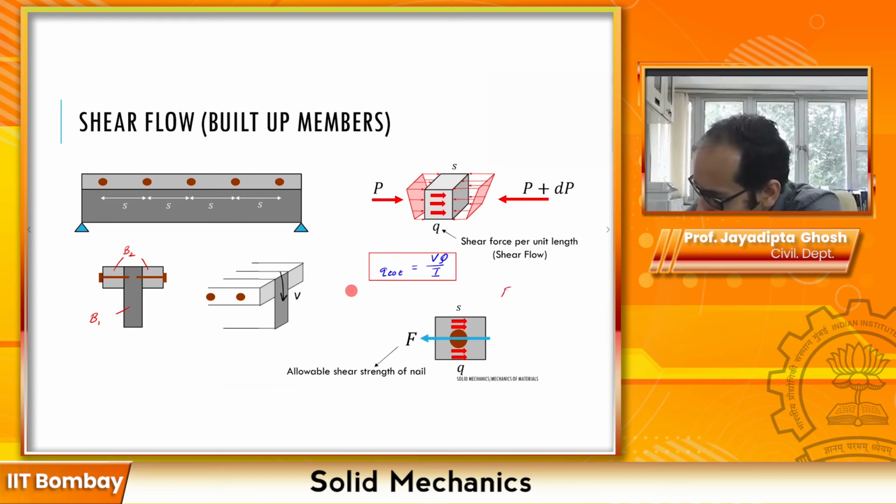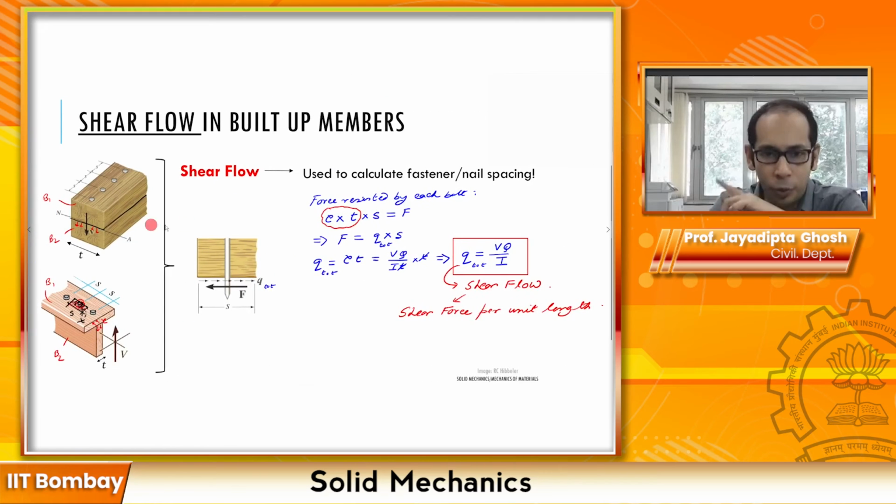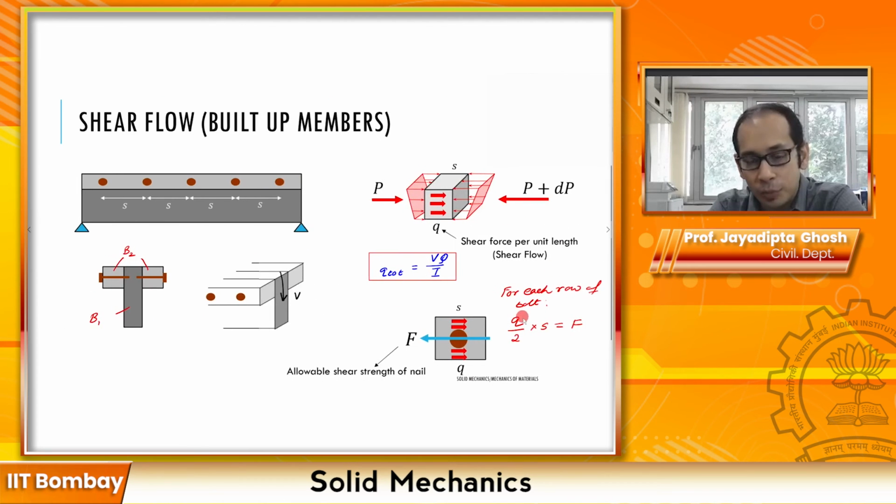So you see, if you compare it to the previous case where you had just one row of bolts, in that case your F, that is the force resisted by each bolt, or the allowable strength of the bolt, however you want to call it, was Q total times S. Whereas when you have two rows of bolts, it becomes Q over 2, simply because each row of bolts is resisting V over 2 that you have over here.